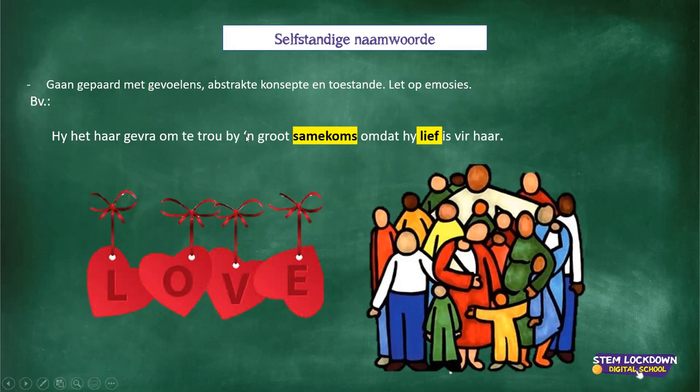Hy het haar gevra om te trou by 'n groot samekoms, omdat hy lief is vir haar. That samekoms is actually a mass noun, guys, because it can't be counted. Maar lief, liefde is die abstracte selfstandige naamwoord. Because love and hate and all the other emotions can't be counted, and therefore it is called an abstracte selfstandige naamwoord. Okay, before I go on to the activity, do you all understand the 5 types of nouns that I get?